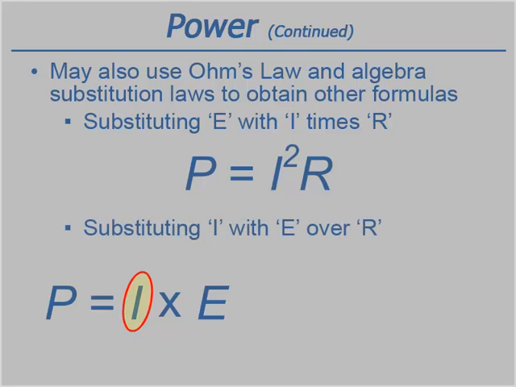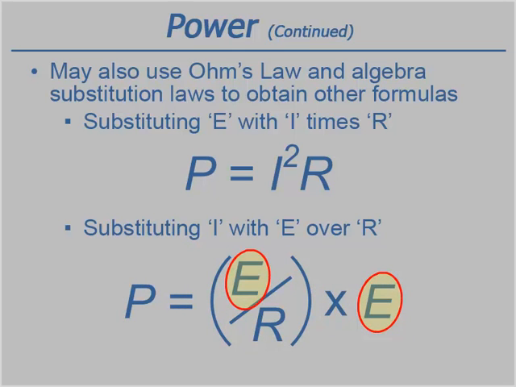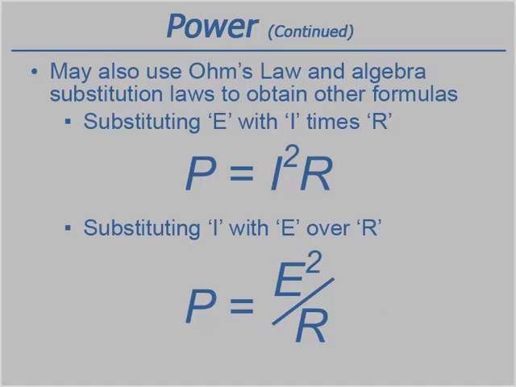Likewise, when you substitute the I in the power equation with I equals E divided by R, you end up with power being described as the applied voltage squared divided by the circuit resistance as shown in the equation P equals E squared divided by R.